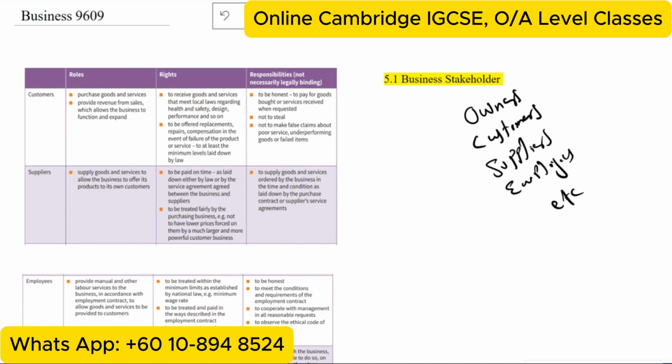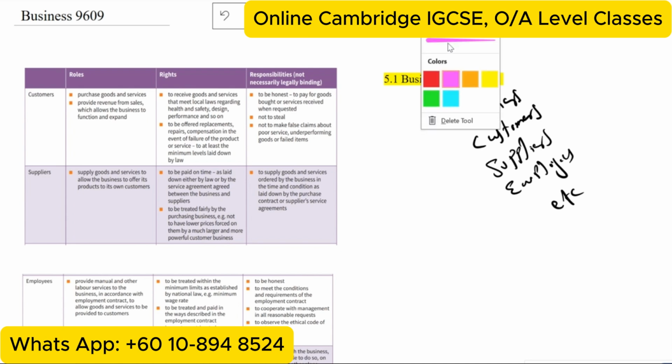The responsibility is a kind of responsibility, but not legal or by law, not legally bound by any specific rules and laws. This is just a kind of responsibility to sustain the society. So first, if you see the diagram, we have number one, customers. What are the roles of the customer?